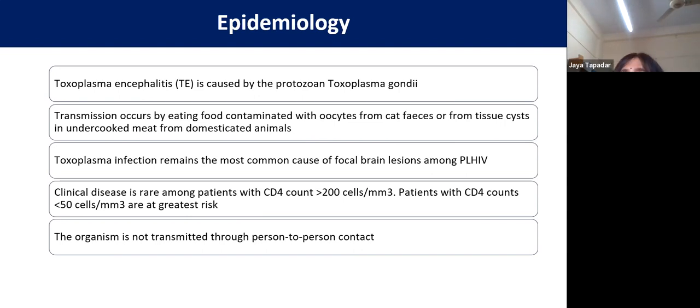And it occurs by eating food contaminated with the oocysts of Toxoplasma from cat feces or other animals, okay? Now, it is a very common cause of focal brain lesion and usually occurs at CD4 less than 200. And the people who have a CD4 less than 50 are at highest or greatest risk. You had a question, I think, on that. And it is not transmitted from person to person because I told you how it is transmitted, from cats' feces. Okay, next, please.